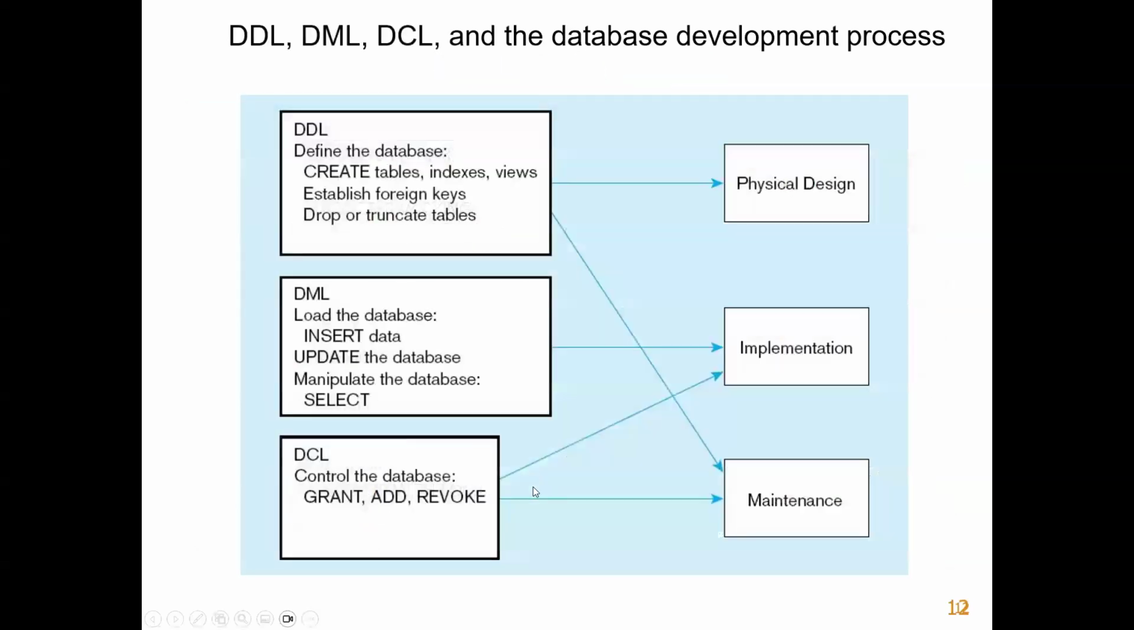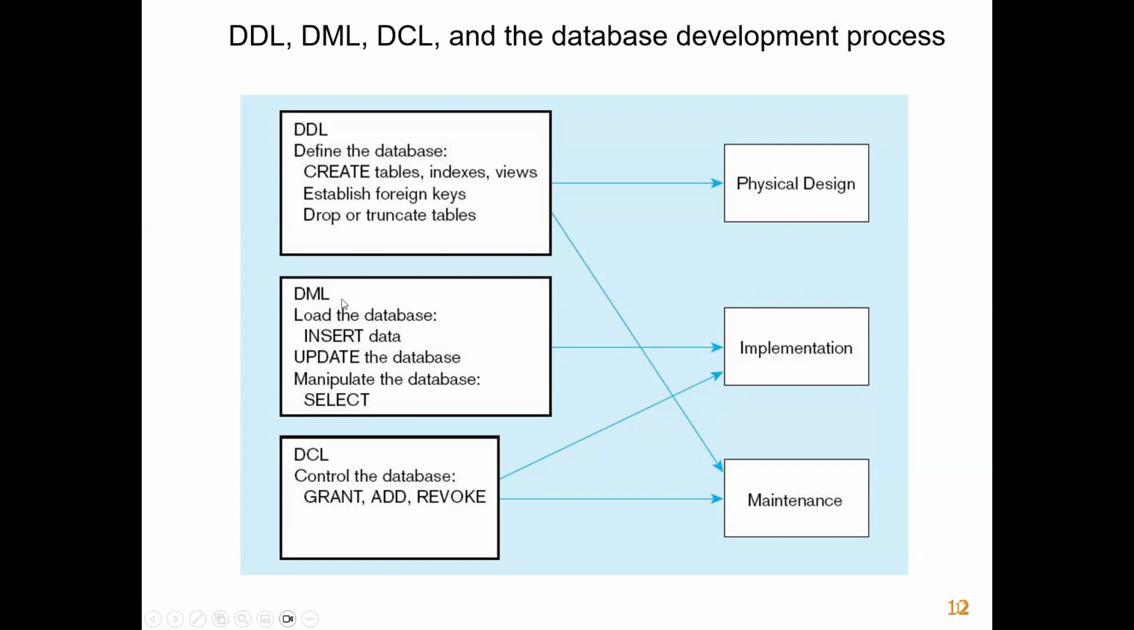Okay, let's keep going. So this is our DDL, data definition language, data manipulation language, and DCL. So these are some examples given. For example, in a DDL, as we said earlier, we can create a table. We can create a concept of indices, views. Also, we can establish foreign keys. And also we can drop or truncate tables.